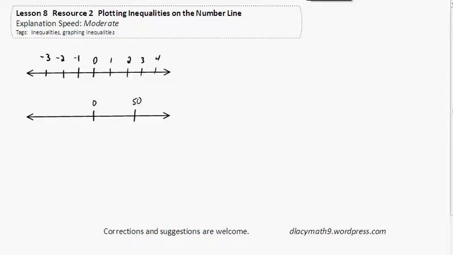Lesson 8, Resource 2, Plotting Inequalities on the Number Line. First of all, number lines have a 0. And maybe they've got a finely drawn scale, but no number line can go on forever. If you have a rather large number, just make sure you draw the 0, and then you really only need one other mark for plotting these less than or equal to.